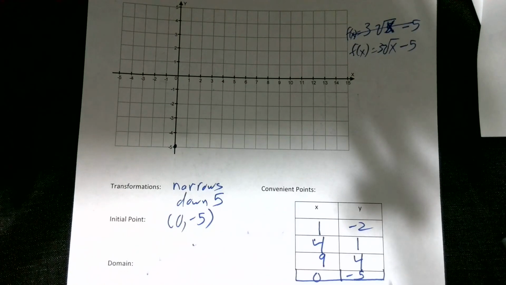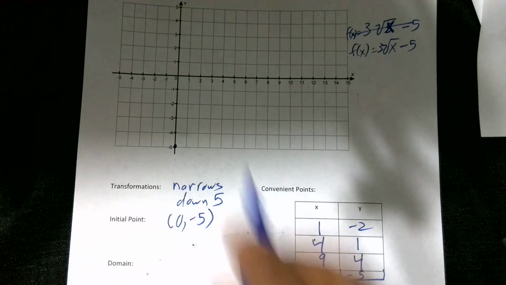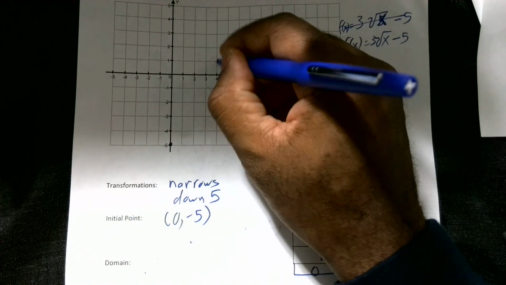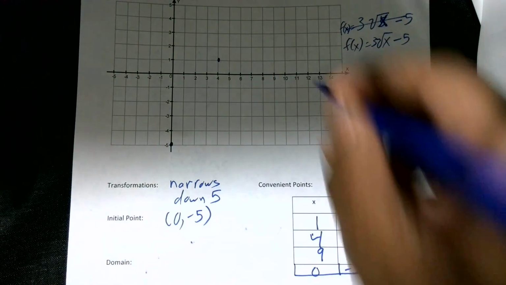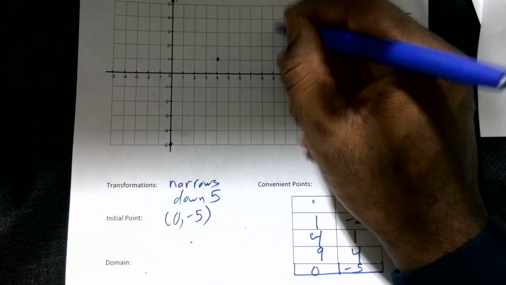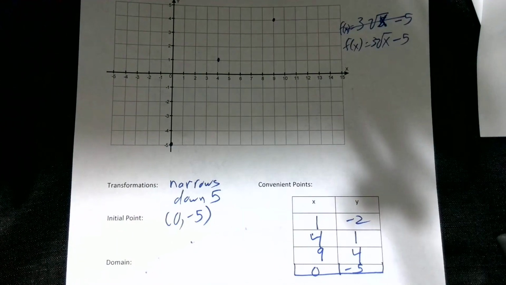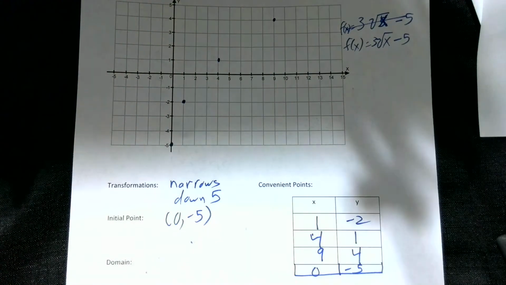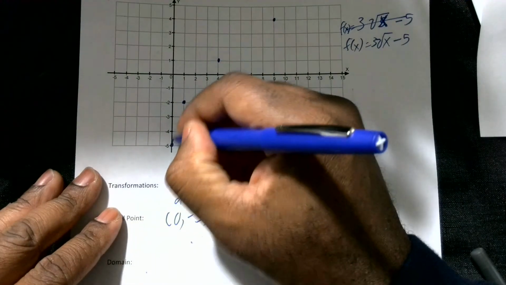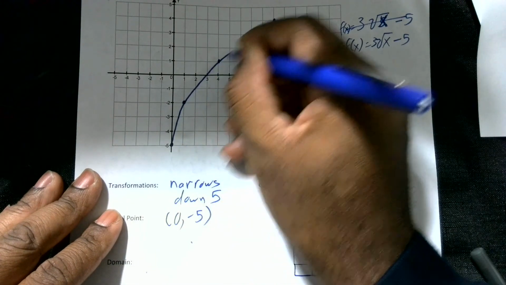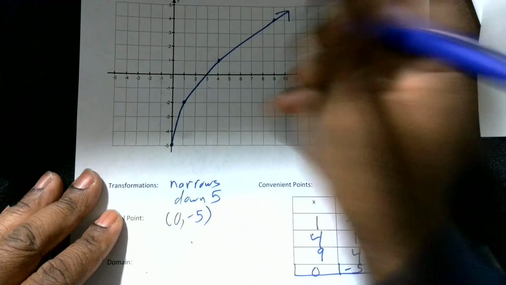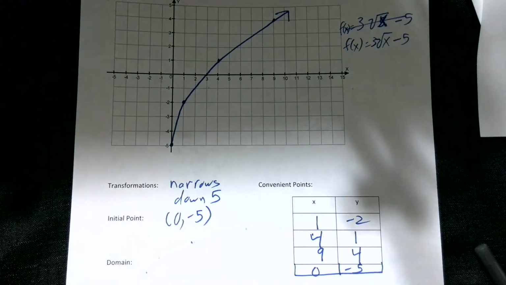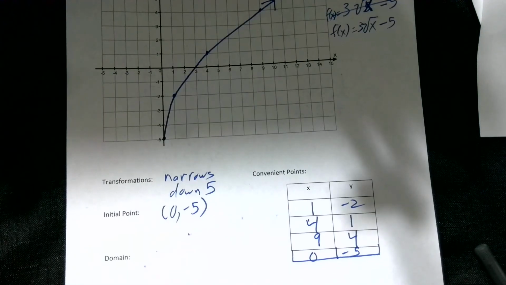Now, we want to plot all of these points. So now we would have (4, 1). Then we would have (9, 4). And we already, let me see. Oh, we didn't do (1, -2), which is here. Now we will graph this here. And as you see, the graph is stretched.